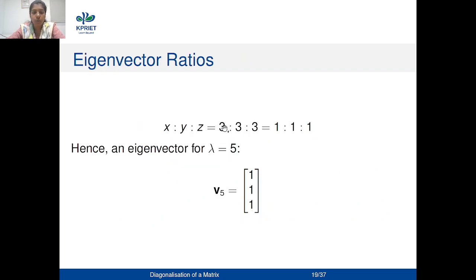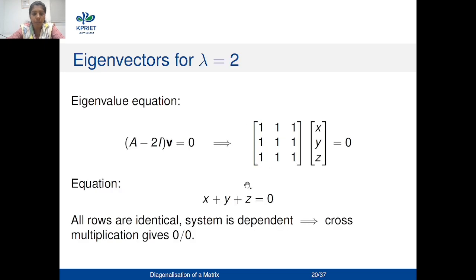I told you that for eigenvectors, if there is any scalar multiple, just remove it. Here the scalar multiple is 3. After removing that, the eigenvector I am getting is 1, 1, 1. Now let us find the eigenvector for the eigenvalue lambda equal to 2. After writing A minus 2I, the matrix becomes 1, 1, 1. It is nothing but completely the entries are 1.